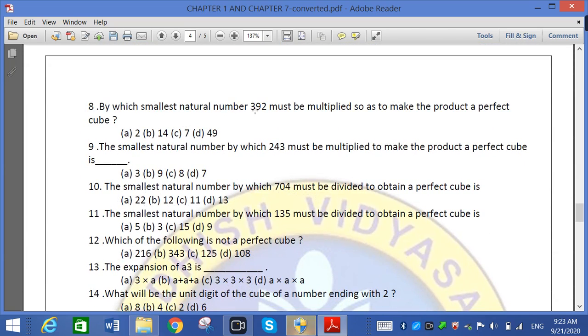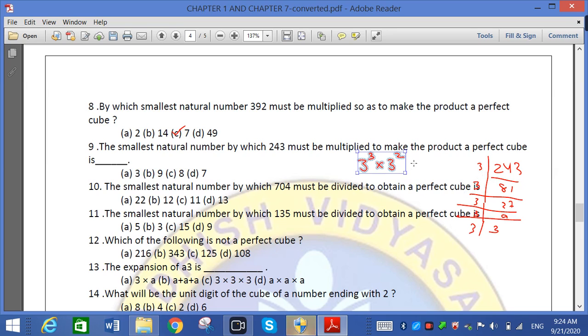Again this number has already come. 392, I have to multiply by 7. The smallest number by which 243 must be multiplied to get a perfect cube. Again I have to find the prime factors of 243. Dividing by 3: 81, again 3: 27, again 3: 9, again 3: 3, again 3: 1. So 3 to the power 5.